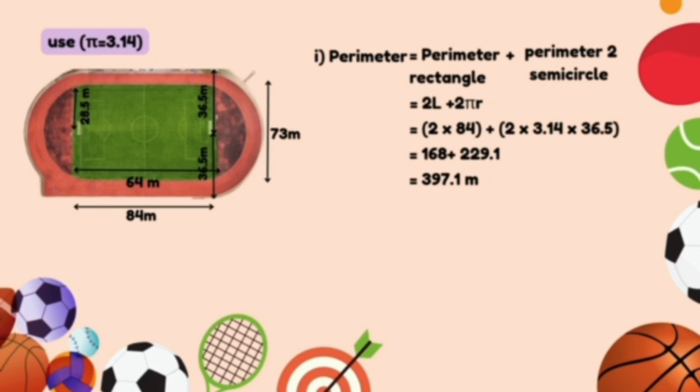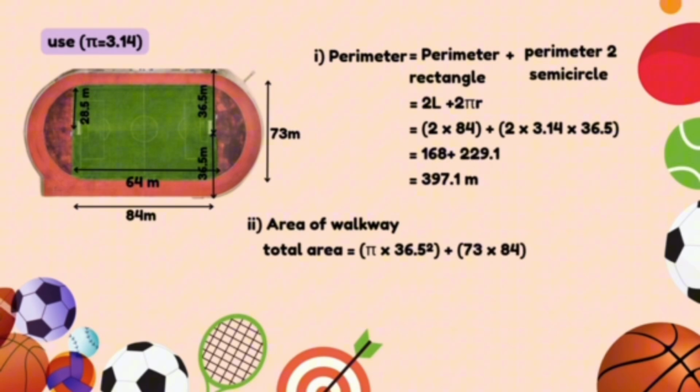Finally, to find the total area of the walkway, we need to find the total area of the entire stadium first. The formula is π times 36.5 squared plus 73 times 84. This works out to approximately 10,315.27 square meters.